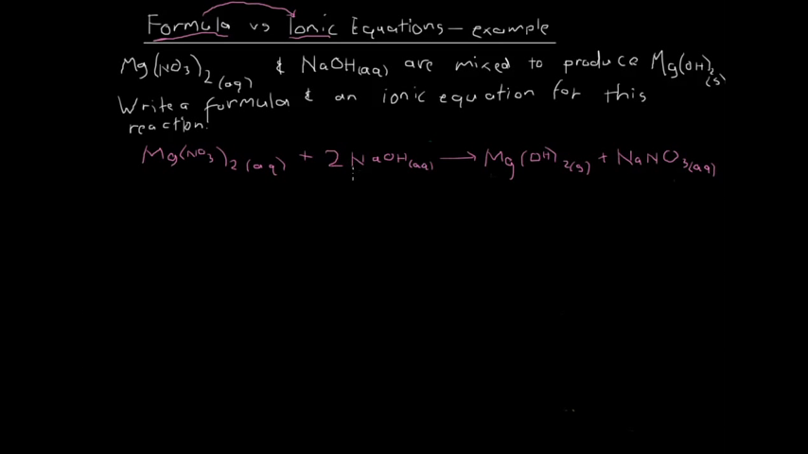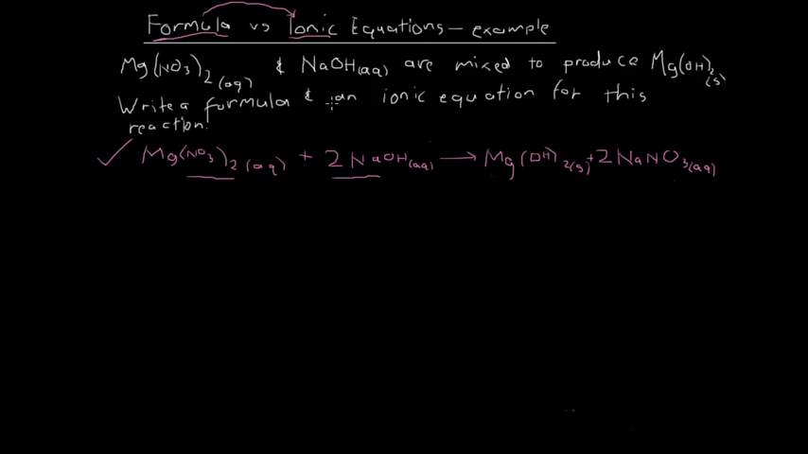Now that we've done that, we have two sodiums and two nitrates, and so we need to have two sodium nitrates to make sure everything's balanced. So just get rid of that. Now I've got the full formula equation for this reaction. Okay, that's all done.